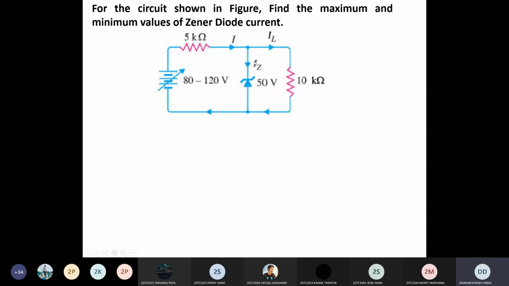So how to calculate this? Anyone can give any idea how to calculate the minimum and maximum value? Yes, any of you? Think about it.